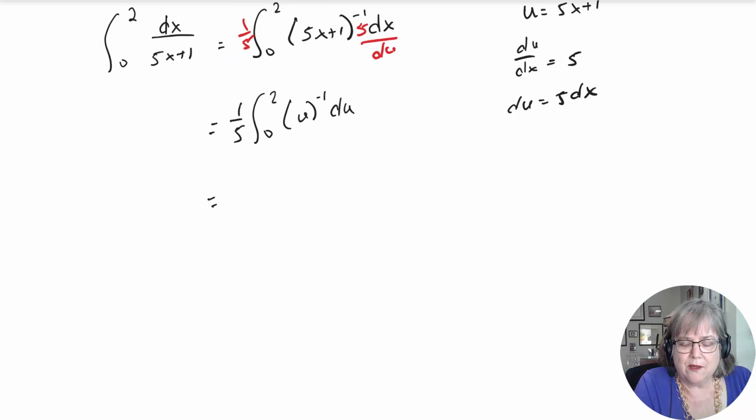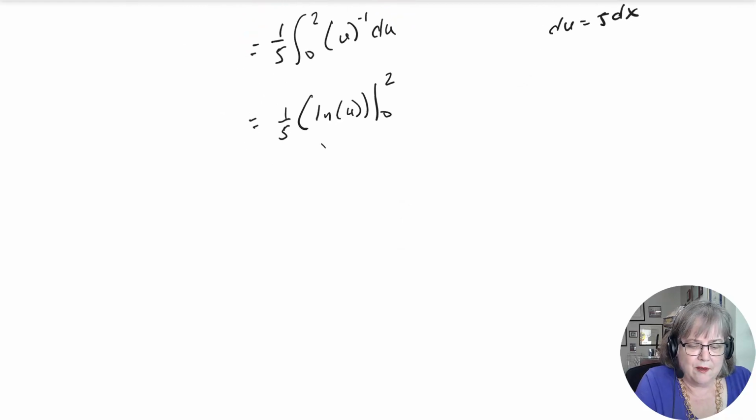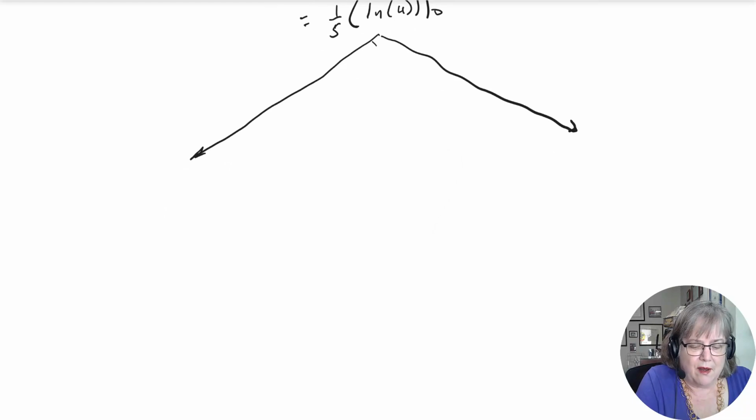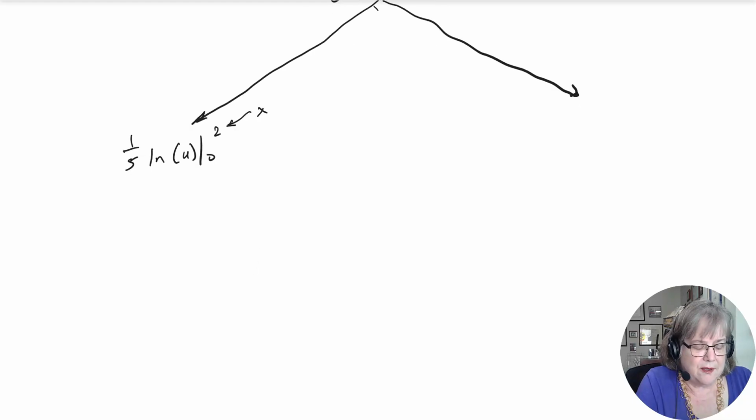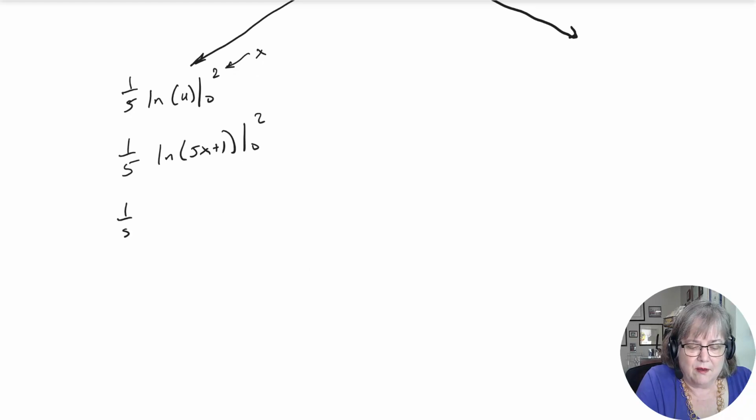Now, this is one of those pattern recognition ones. What did you take the derivative of to get 1 over u? That would have been the natural log. So that would be the natural log of u from 0 to 2. Now I want to show you two ways to do this. One way is to say, all right, I have 1/5 the natural log of u from 0 to 2. These are x values, so you cannot substitute them straight into u. So you have 1/5 the natural log. So change it back to x's. And now you can utilize the 0 and the 2, and you'd have the natural log of 5 times 2 plus 1 minus the natural log of 5 times 0 plus 1.